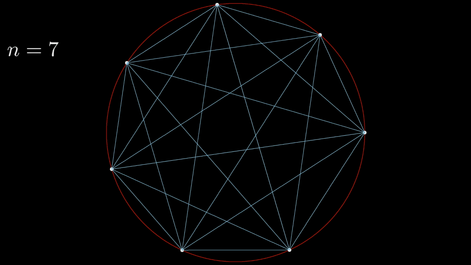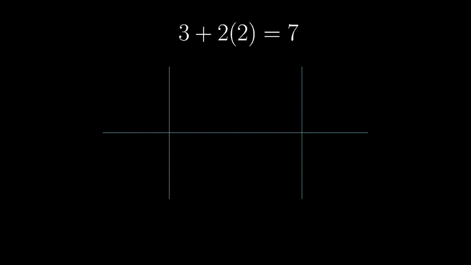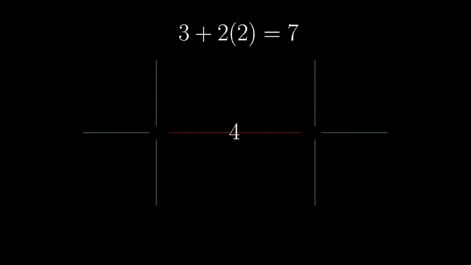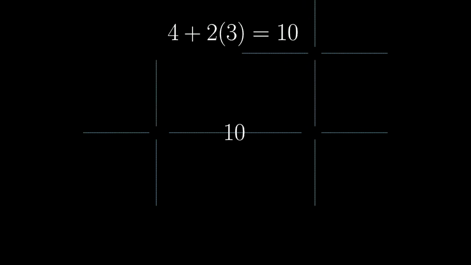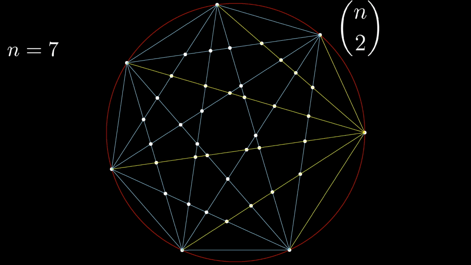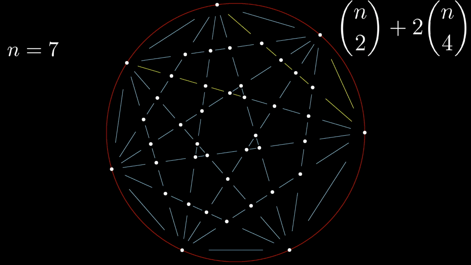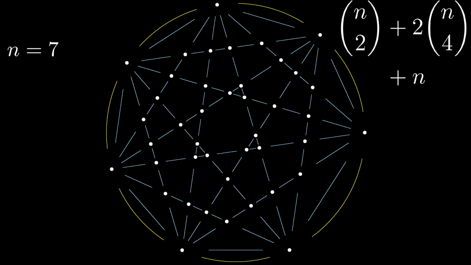To find the number of edges, note that the intersection points can be seen as adding 2 edges each, since each one takes 2 existing lines and then cuts them into 4 smaller pieces. For example, 3 lines intersecting at 2 points would be cut into 3 plus 2 times 2 equals 7 smaller pieces. 4 lines intersecting at 3 points would be cut into 4 plus 2 times 3 equals 10 smaller pieces. And in our circle diagram, our n choose 2 lines intersecting at n choose 4 points are cut into n choose 2 plus 2 times n choose 4 smaller pieces, plus another n for the circle segments we're now considering to be edges.